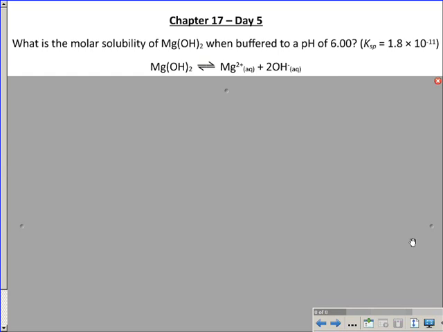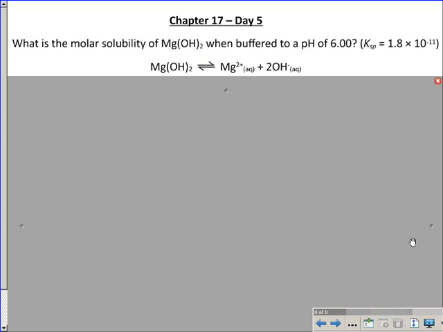And the Ksp of this is 1.8 times 10 to the negative 11th. So low Ksp, low solubility. Now, if we dump magnesium hydroxide in water, the equilibrium reaction is the one I've listed here. It breaks apart into Mg2+ and 2OH-.